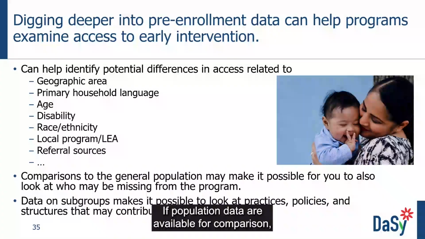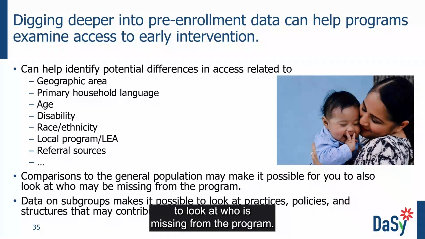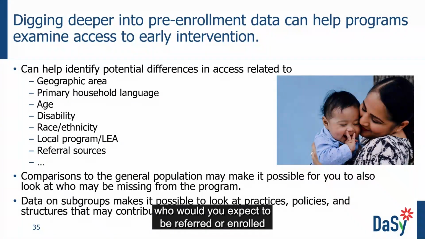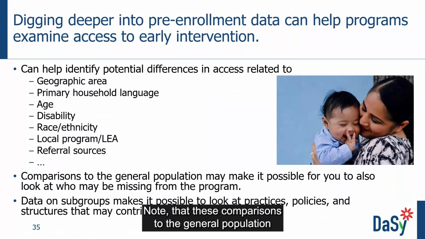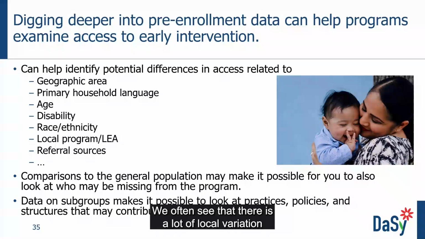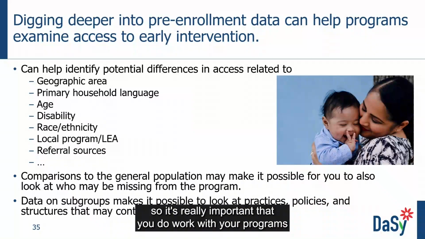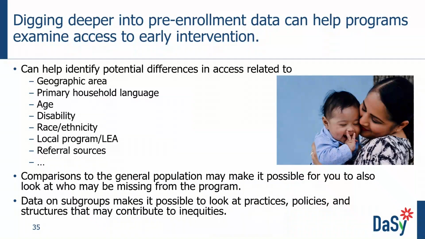If population data are available for comparison, you may also be able to look at who is missing from the program. In other words, based on the population data, who would you expect to be referred or enrolled versus who actually is? Note that these comparisons to the general population may be done at the state, regional, or local level. We often see that there is a lot of local variation that washes out when you roll up to the state level. So it's really important that you do work with your programs to dig into more local data to see who might be missing.